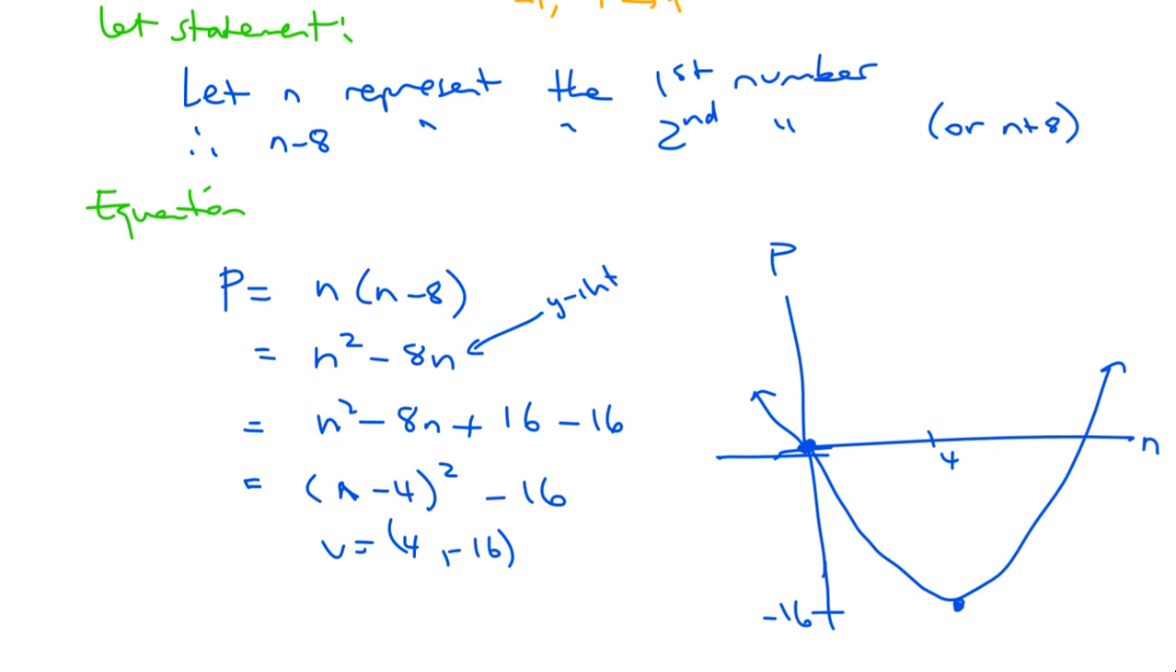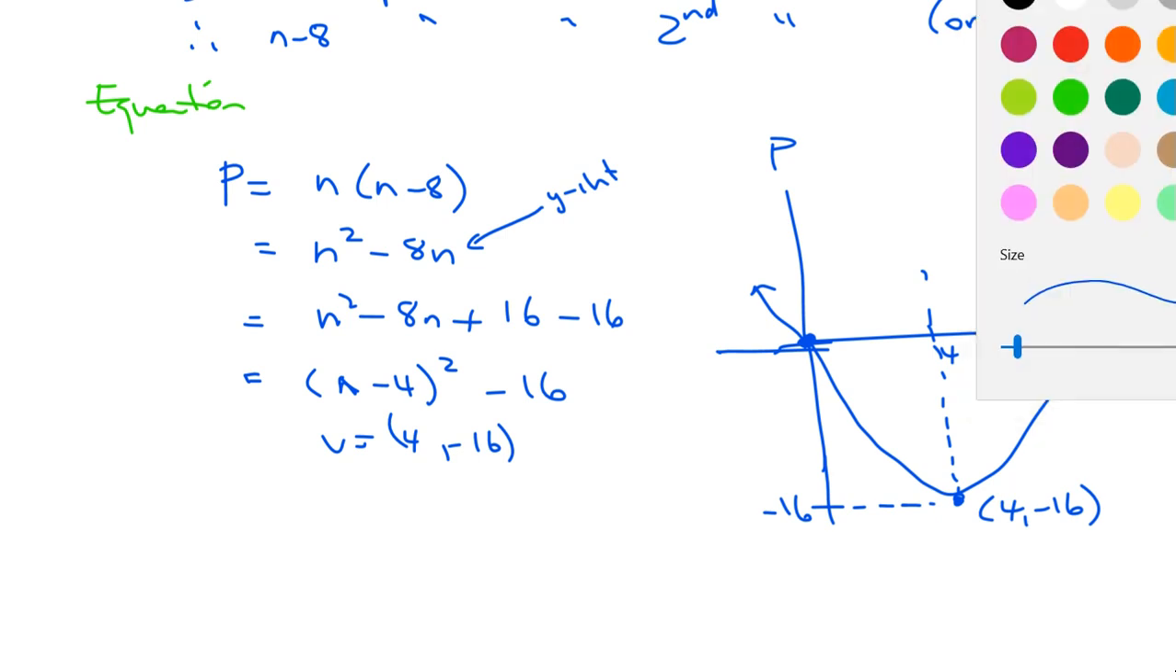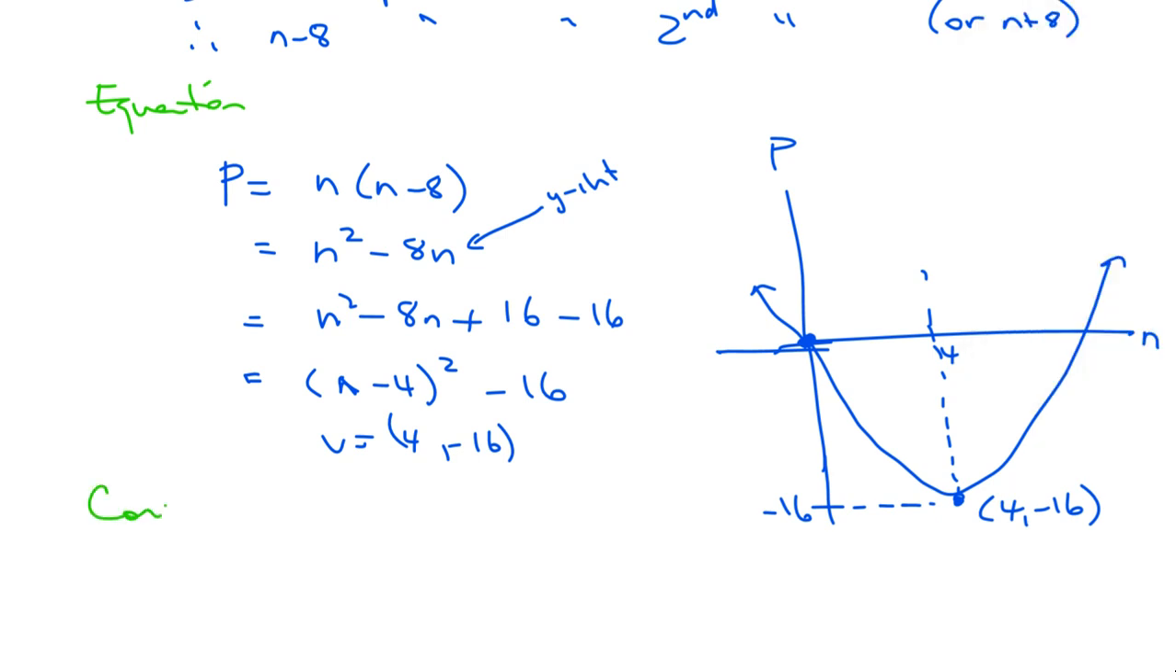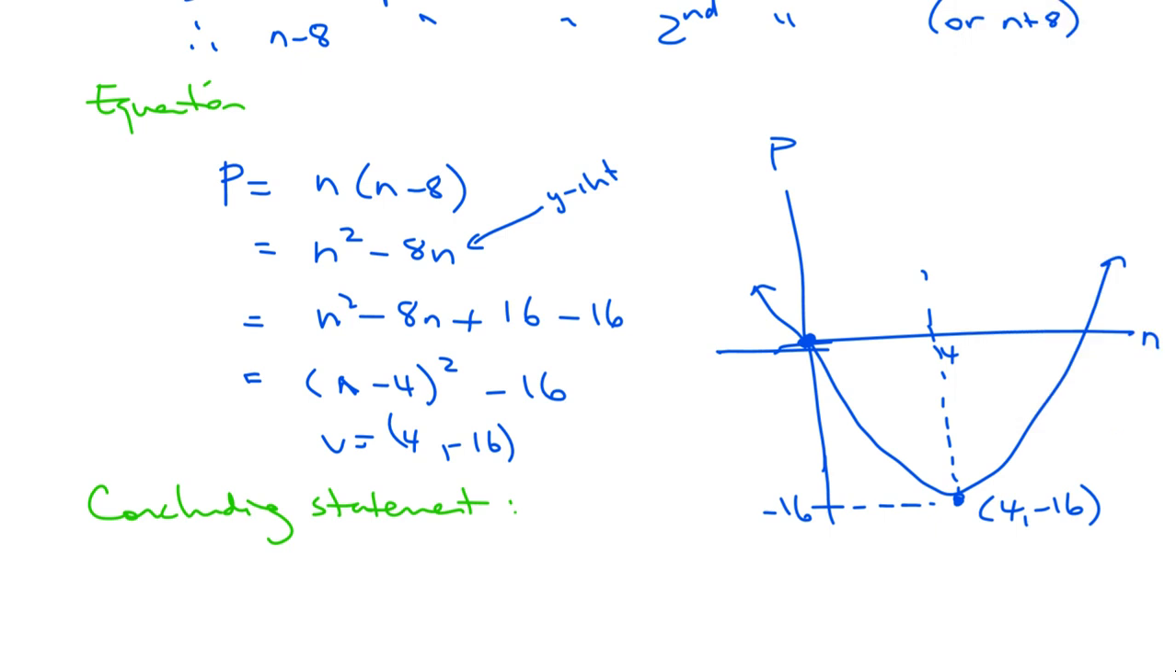And I want the vertex. That's going to give me my minimum product. What this means now is that when n is 4, I'm going to have a minimum product of -16. This is your vertex, (4, -16). So the answer to the question is, what do the numbers have to be to give the minimum product? I'm just going to write in my green here, I'm going to write concluding statement. So this is how this is going to end. And I highly recommend that you sketch the situation for every question. Sketch really helps a lot.